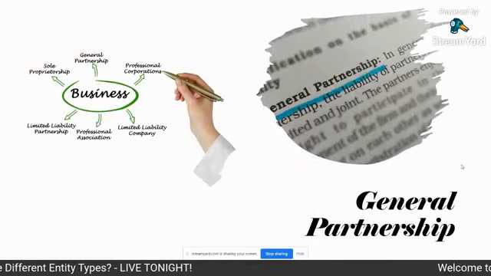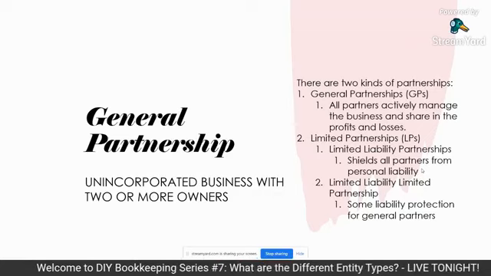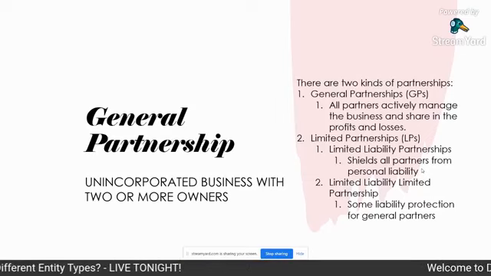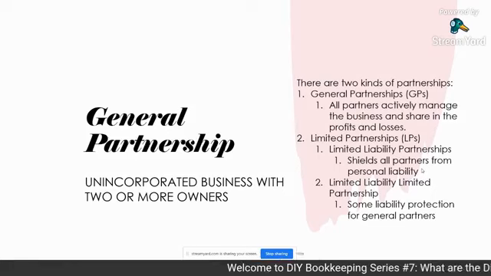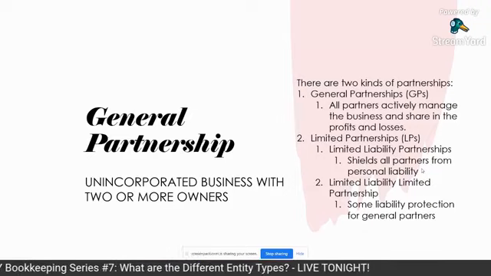So next we're going to talk about general partnerships, and there are different types of general partnerships. A general partnership is an unincorporated business with two or more owners. Husband and wife does not count. That is a sole proprietorship. So we would be talking about business partners, two friends. It could be two brothers. It could be father and son, but it cannot be spouses.